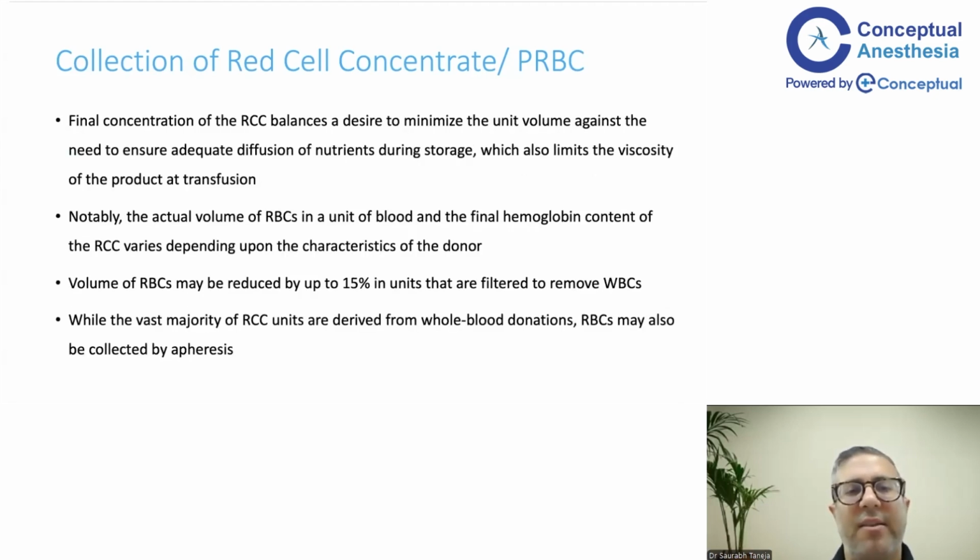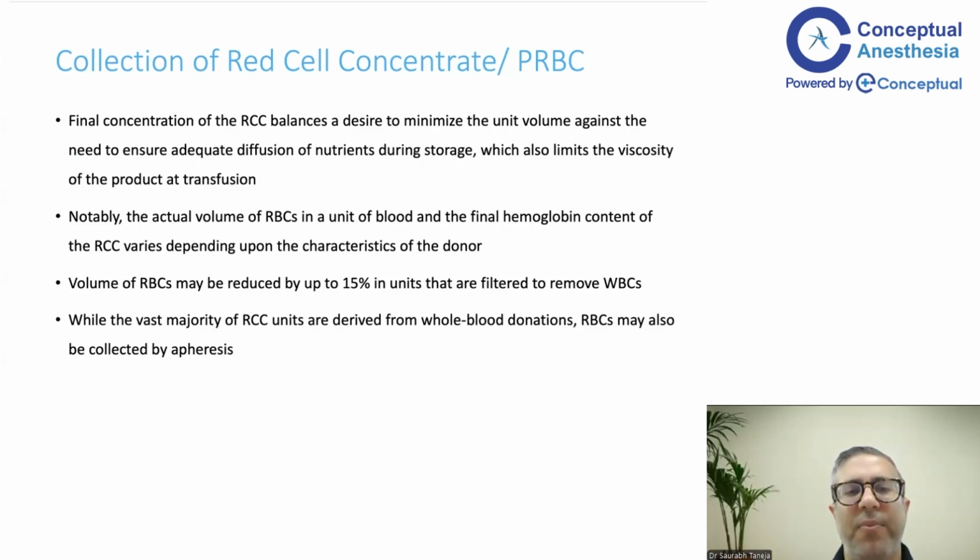So the final concentration of the red cell concentrate, which we commonly call RCC, balances a desire to minimize the unit volume against the need to ensure adequate diffusion of nutrients. So the idea is to give a minimum possible volume to the patient. We want to increase the oxygen carrying capacity. So why do you want to improve the hemoglobin of the patient? The idea is to improve the oxygen carrying capacity.